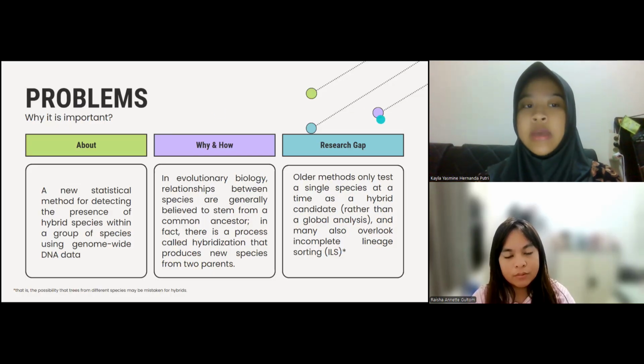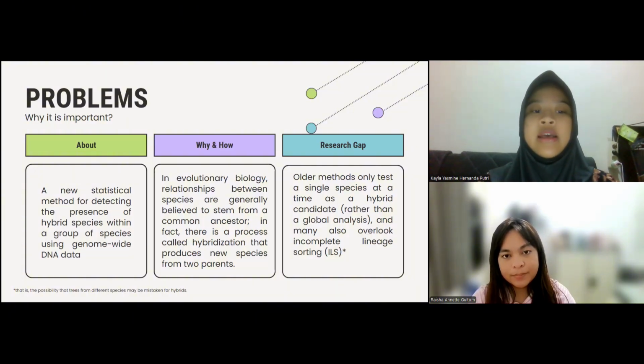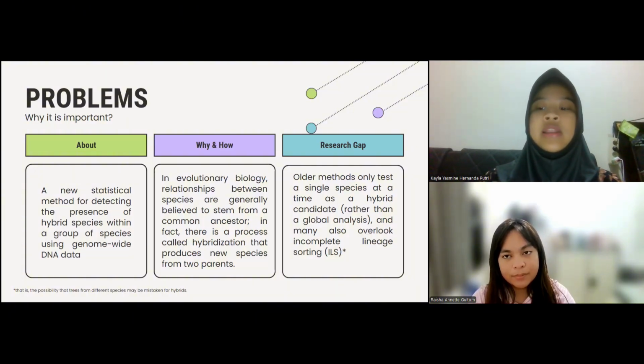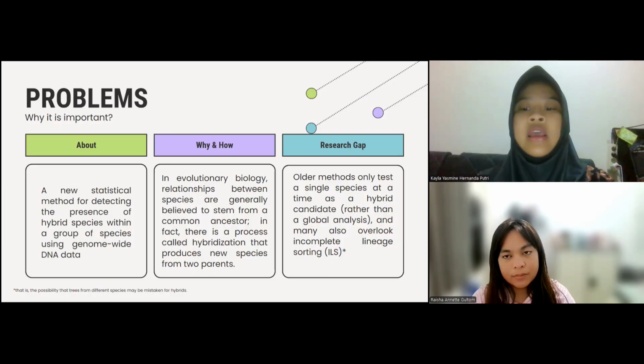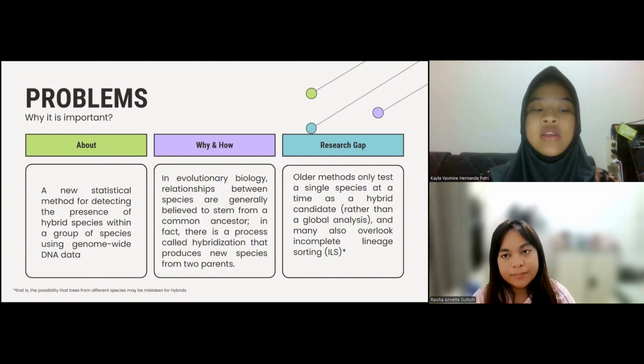And the research gap from this paper is that the older methods only test a single species at a time as a hybrid candidate, but in this paper they tested in a global analysis. And the older methods also overlook incomplete lineage sorting, which is the possibility that the trees from different species may be mistaken for being hybrids.